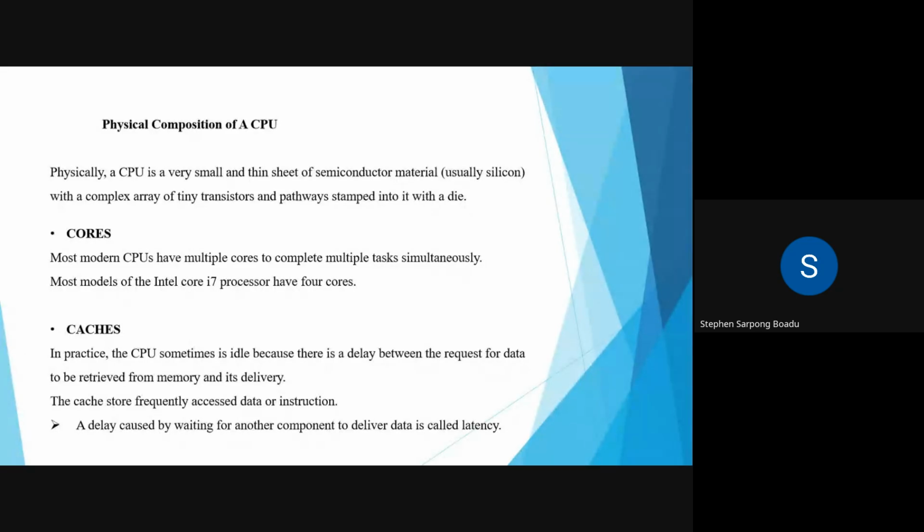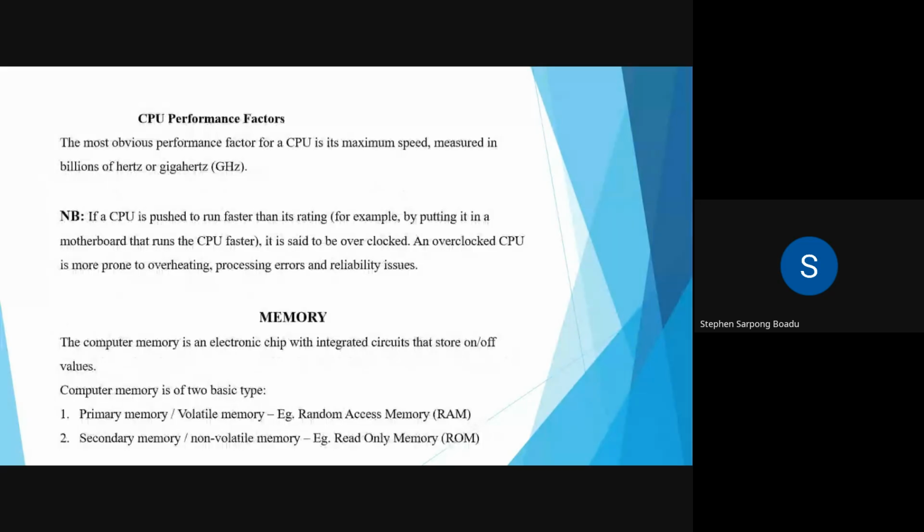Okay, so they keep the information or the instructions that you access often so that it will reduce latency. Latency is just the time between when you ask for an instruction to be done and the time that it is done, right? So that is what the cores and the caches do. All right, so are there any questions?